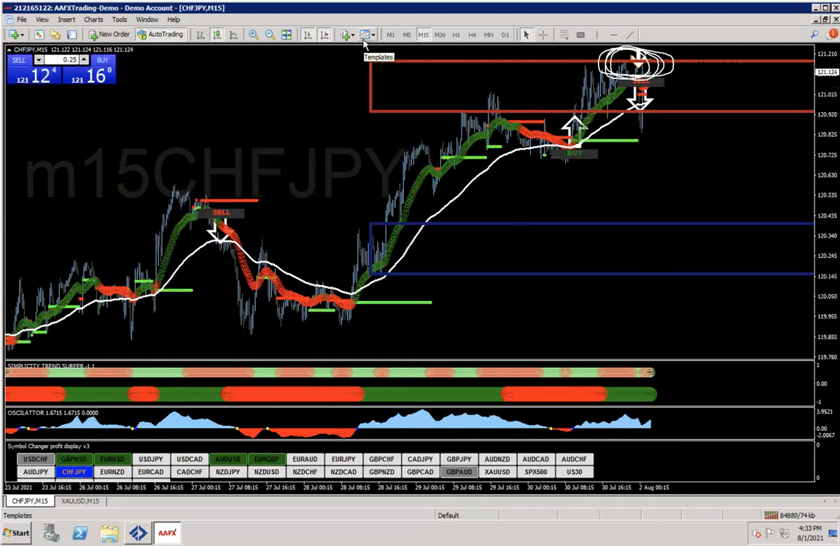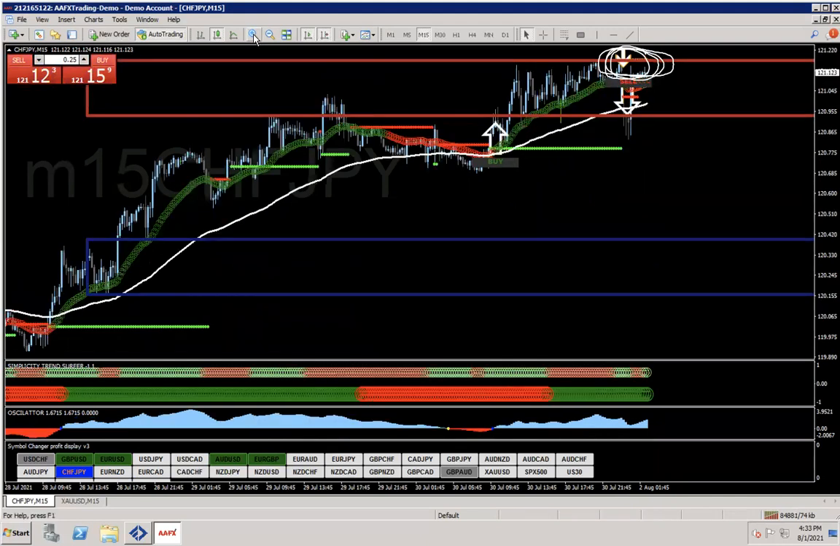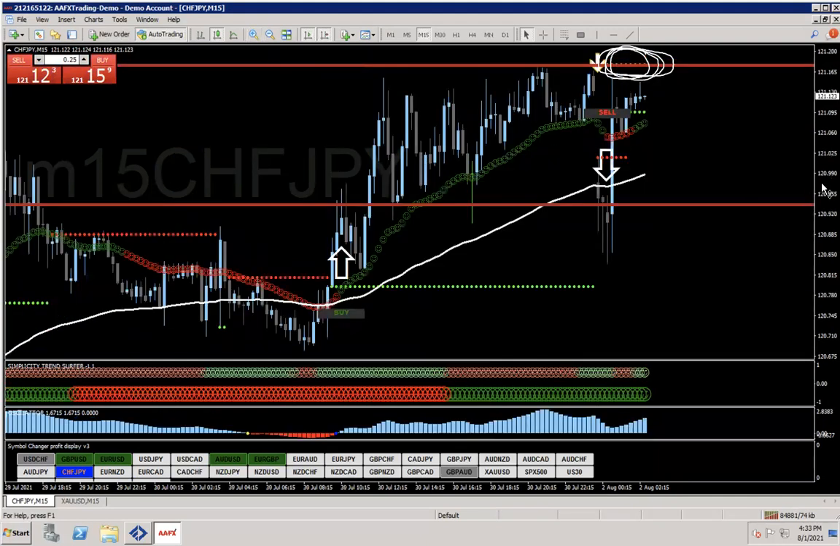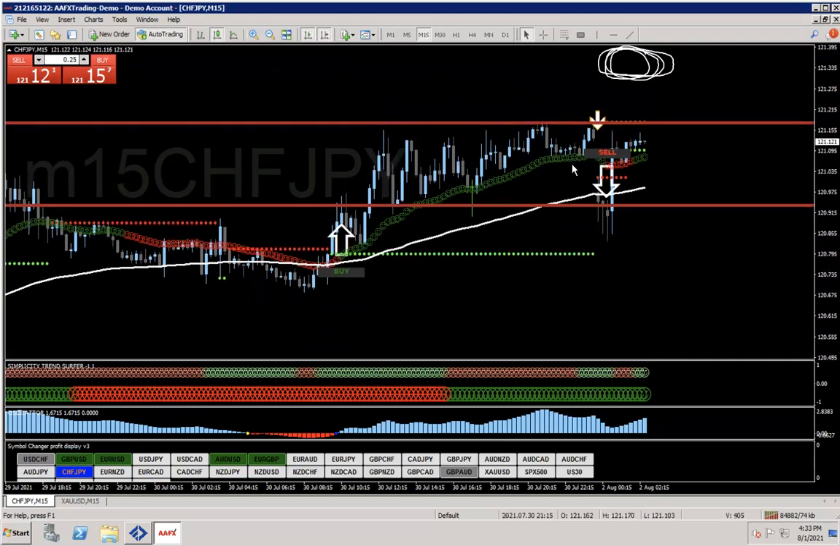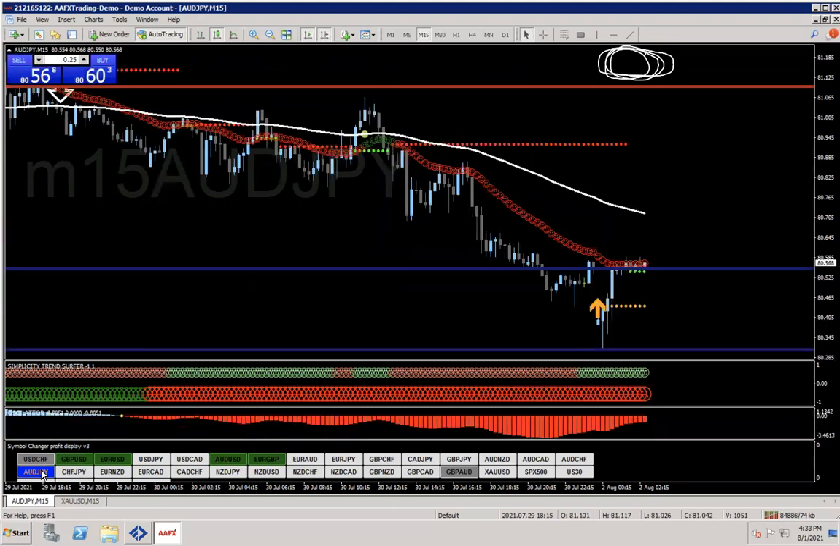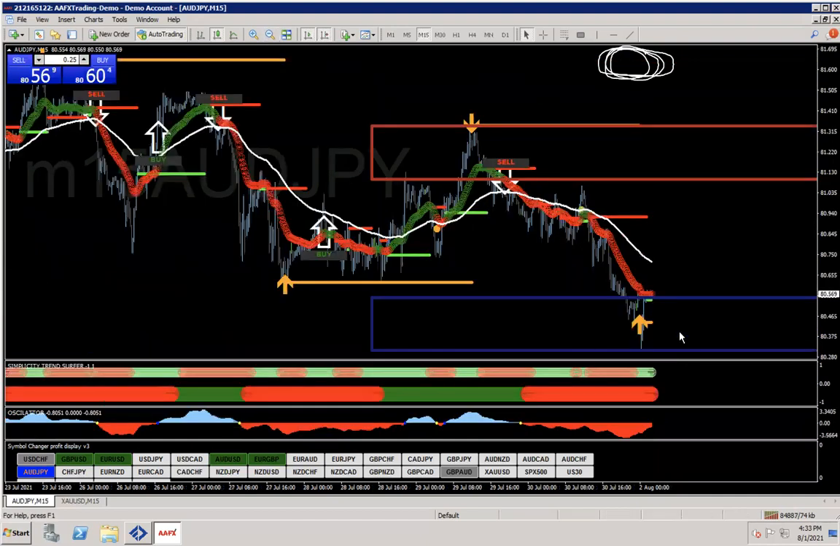Okay, this one, it's a little indecisive, y'all. I ain't gonna lie. Like you want to give up some, then go back. I wouldn't fool with it. There's too many other pairs out there. It's AUDJPY. This is something you can watch.